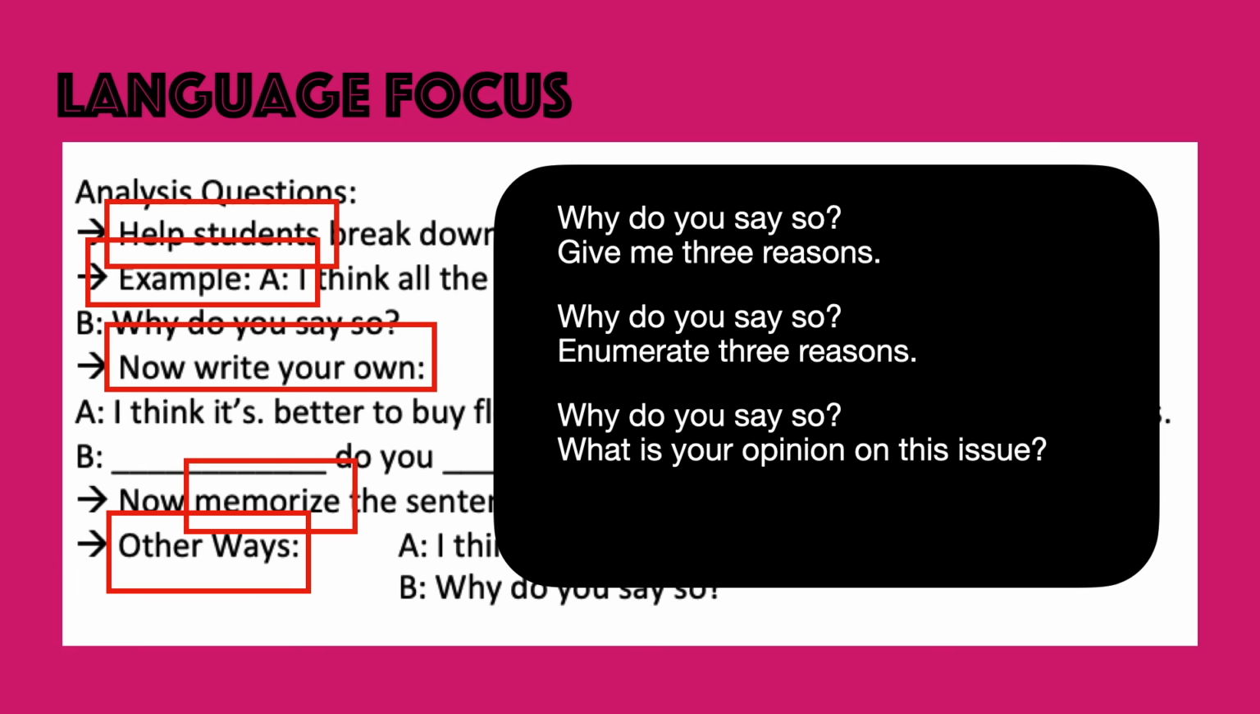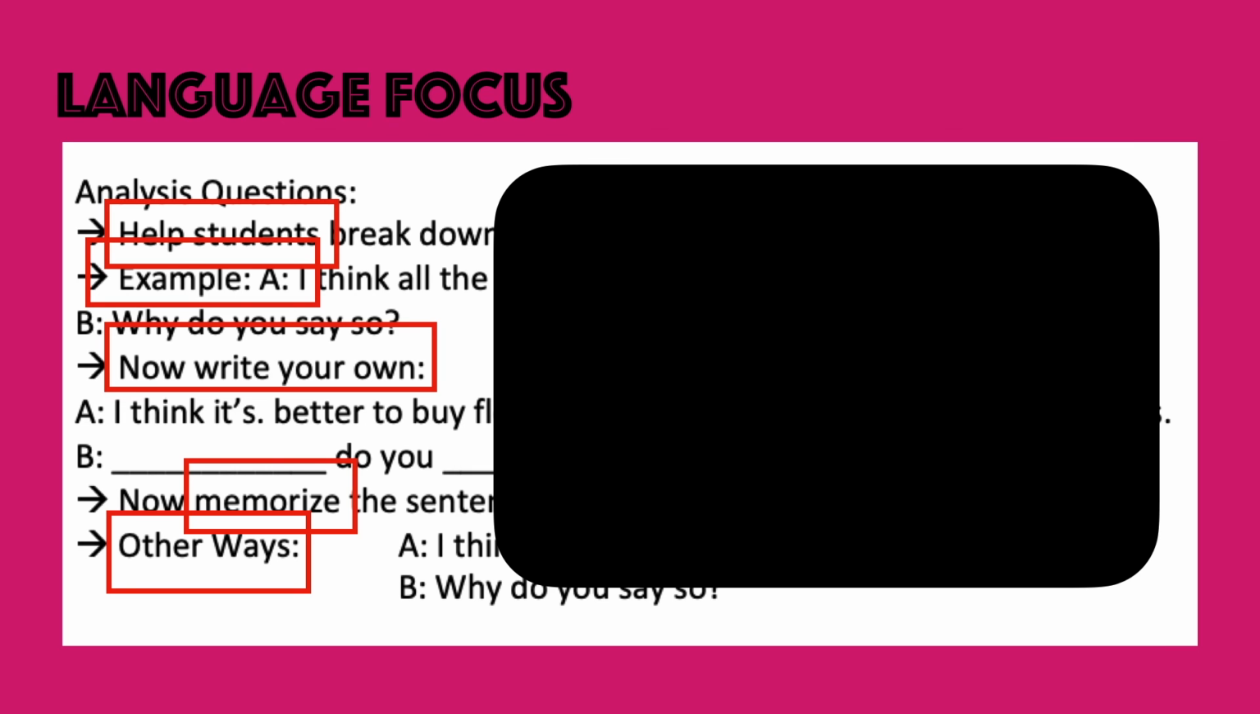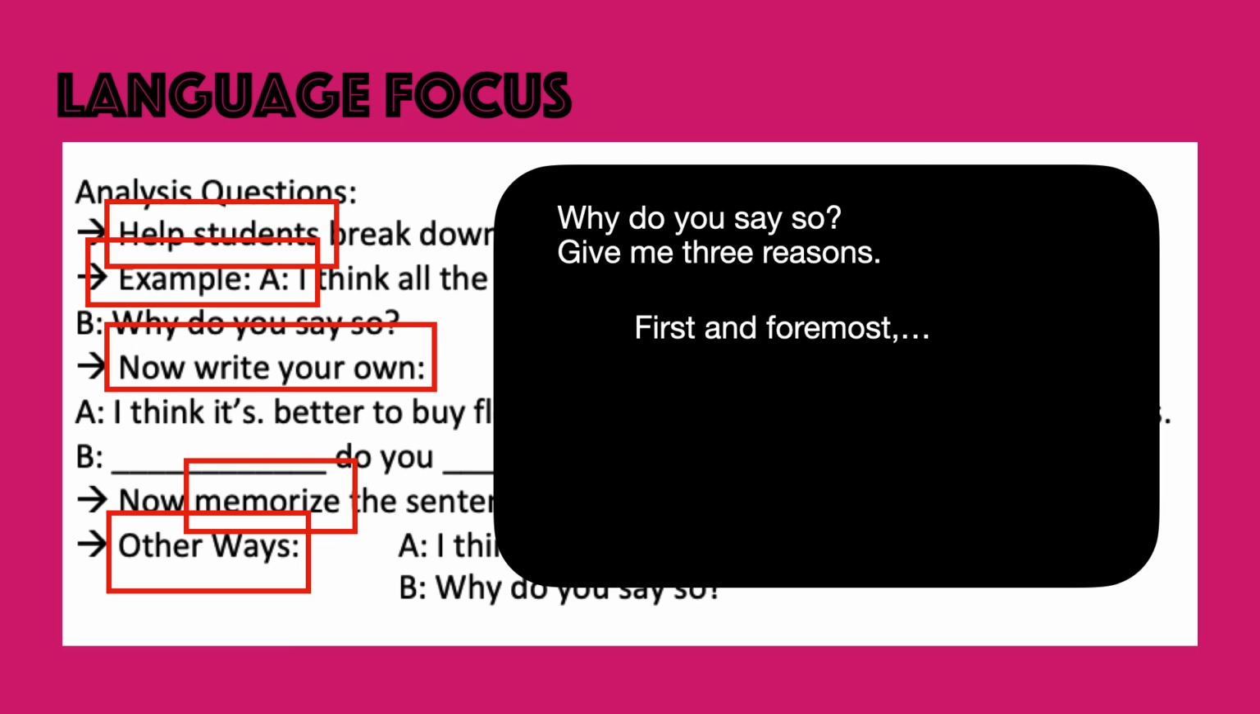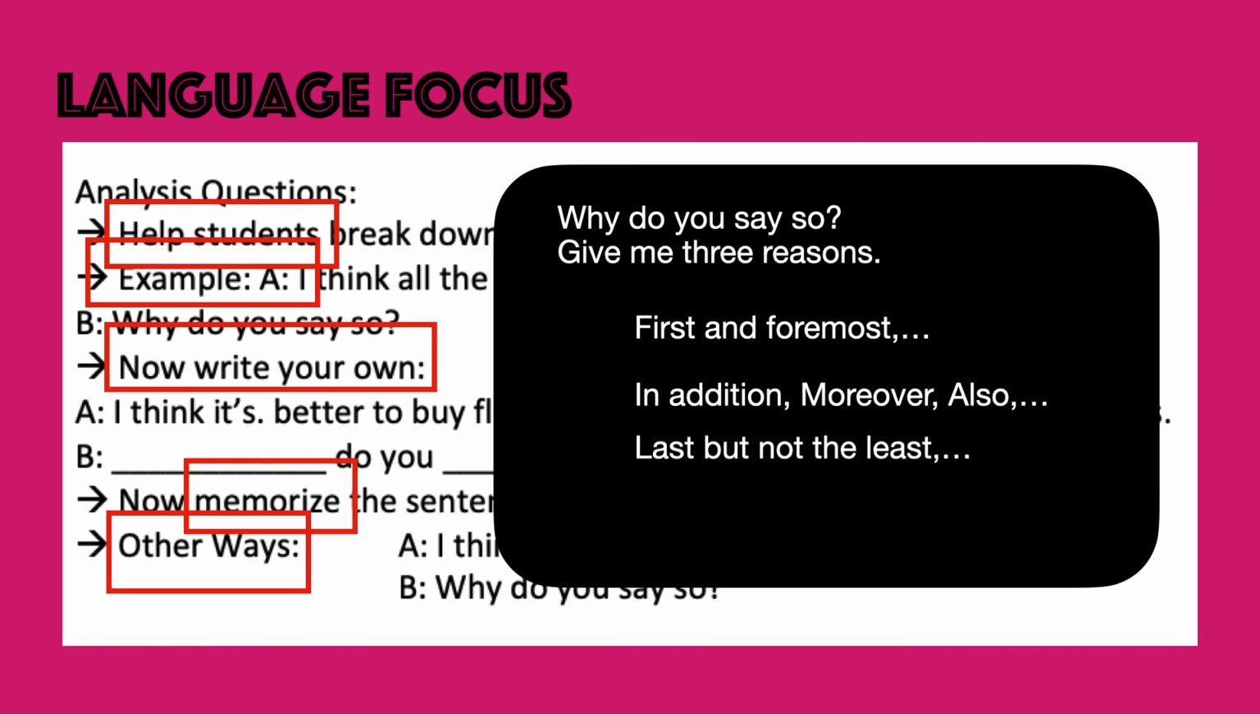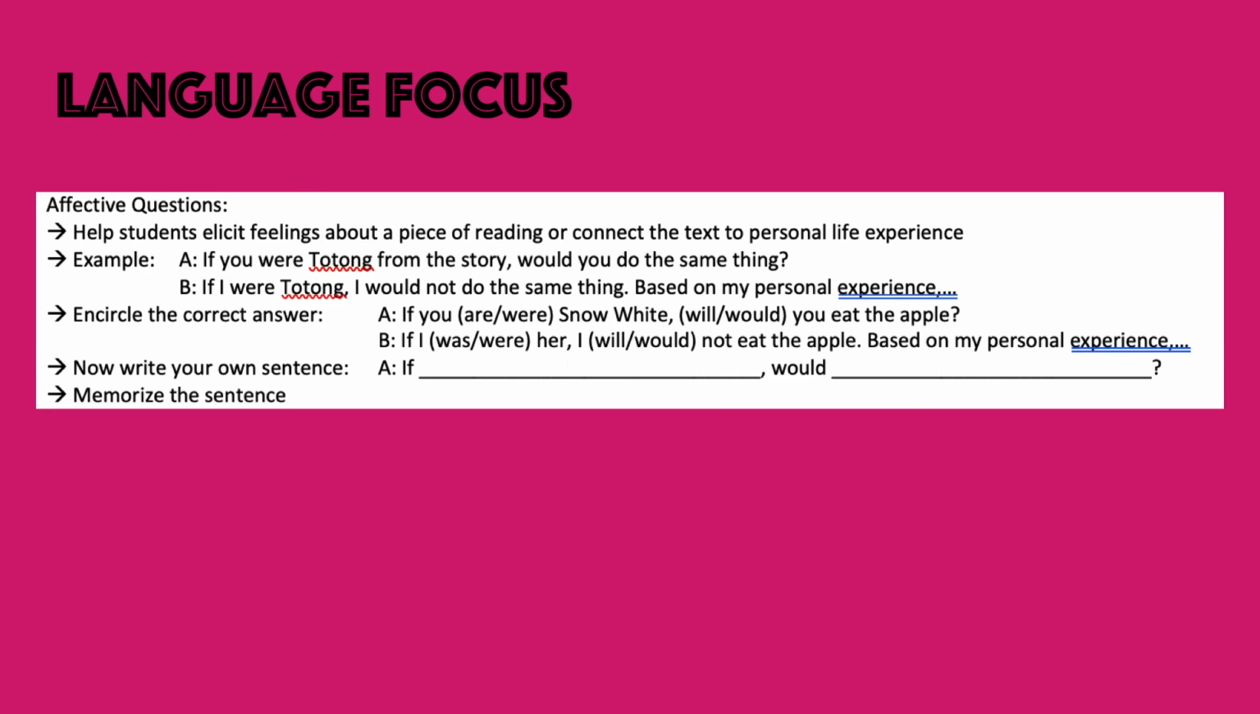The point here is to give them a repertoire of sentences and phrases to express the same thing. Now, don't forget to give them alternative sentences for how to respond as well. For example, why do you say so? Give me 3 reasons. So 3 reasons, so they have to say first and foremost, in addition, and last but not the least.